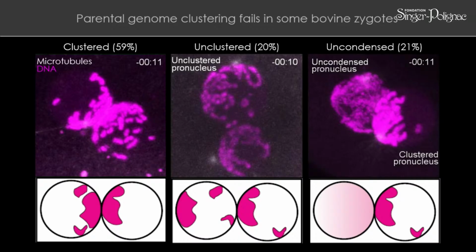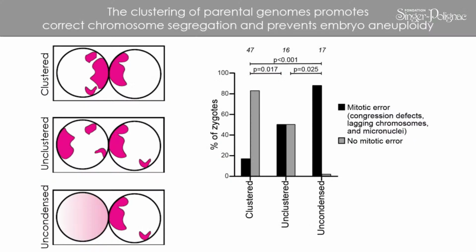Next we thought about the frequency of mitotic errors. So I quantified chromosome congression defects and chromosome segregation defects, and looked at whether these three groups have different amounts. Indeed, the clustered group presented only 20% of mitotic errors, which I still think is actually pretty high. The unclustered group was 50-50, and the uncondensed group all displayed really massive errors. You will see this later.